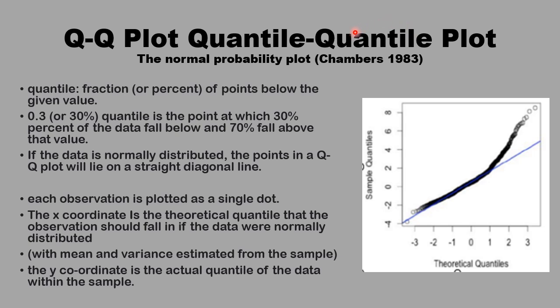A quantile is a point which represents either a fraction or a percentage of the data set. So the 90% quantile, for example, would represent the point where 90% of the data falls below and 10% of the data falls above that point. A 30% quantile would have 30% of the data below and 70% of the data above.